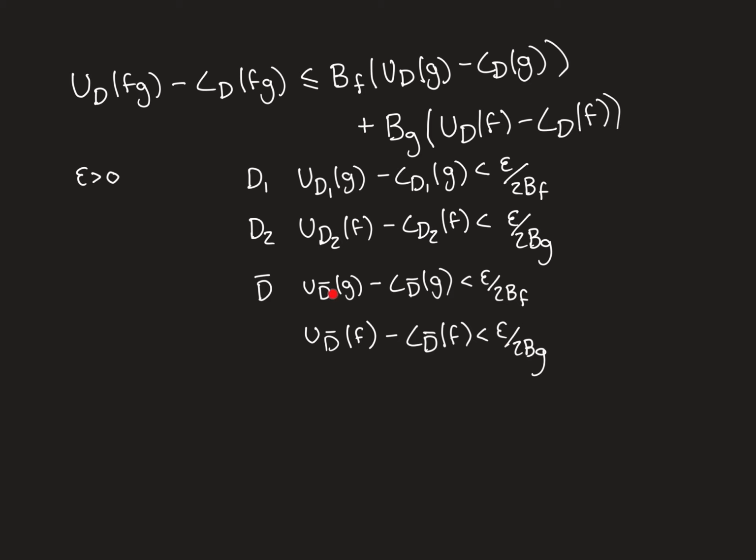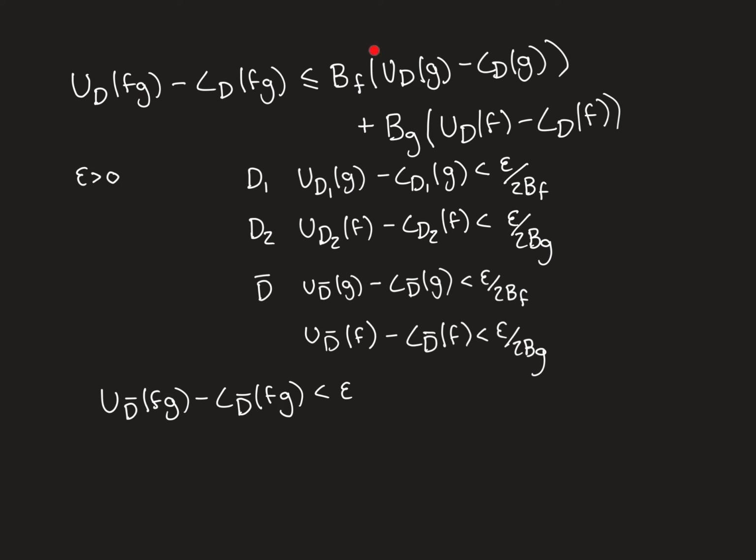And now I have a dissection d bar for which both of these inequalities hold true, which I can now apply up here. So if we now use this dissection d bar and create upper and lower Riemann sums for the product function fg and consider what the difference is between the two, then this inequality will hold true. So this is going to be less than or equal to this, where you put in d bars for the dissection here.